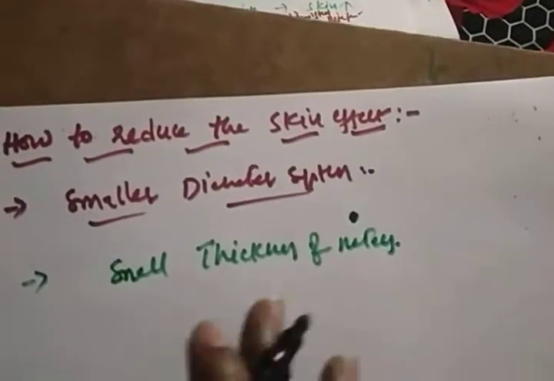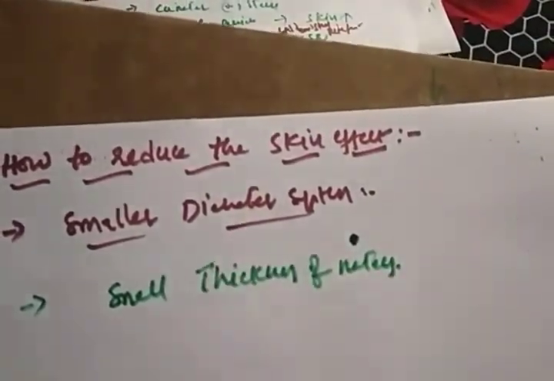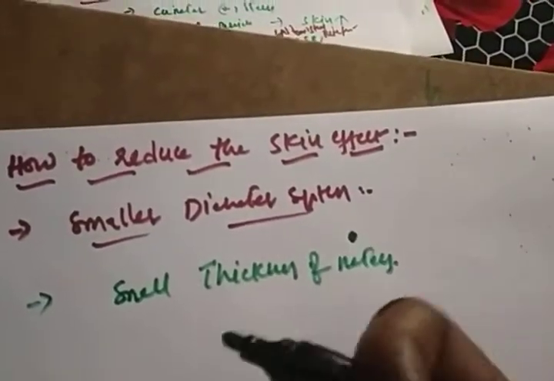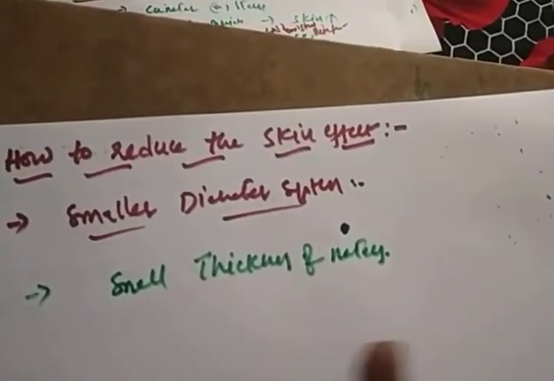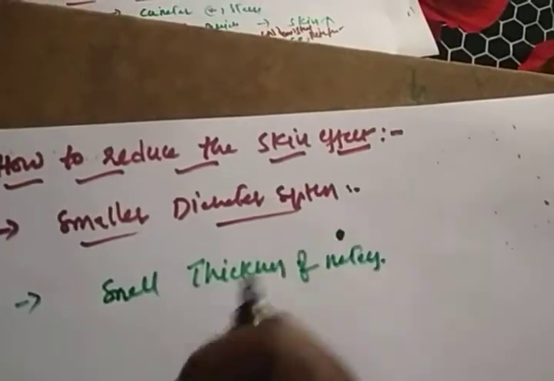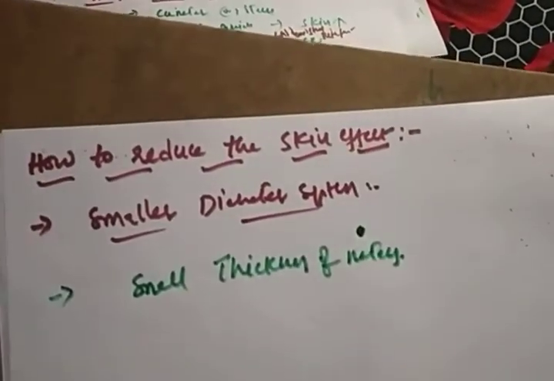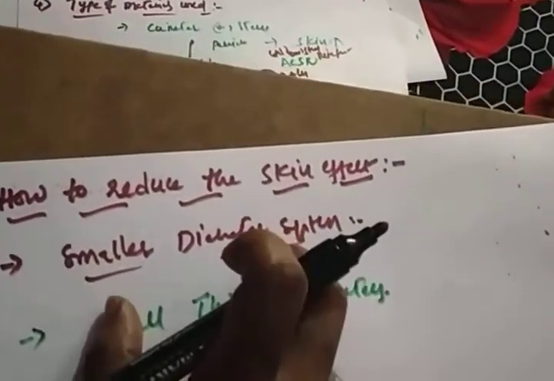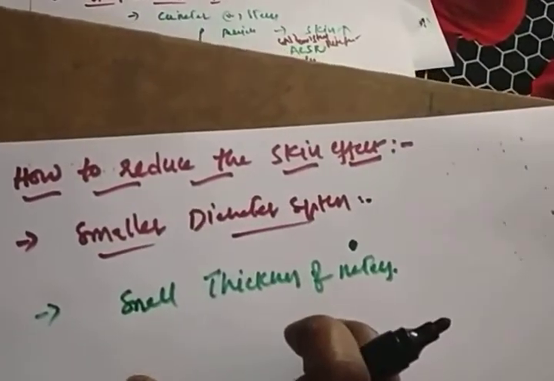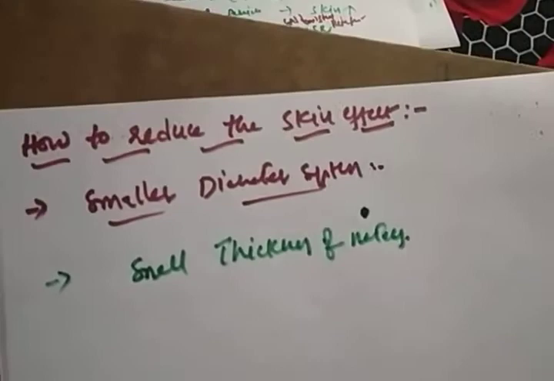So the materials having a small thickness, the conductor thickness will be very small. For those types of conductors, there will be less chance of skin effect, right? So the first one is a smaller diameter, and the second one is a smaller thickness of the materials. And the third one is very, very important.